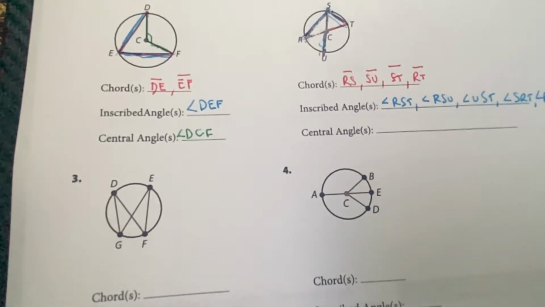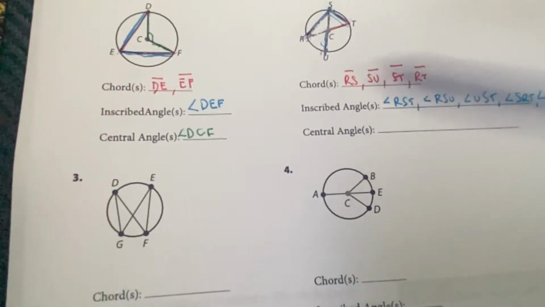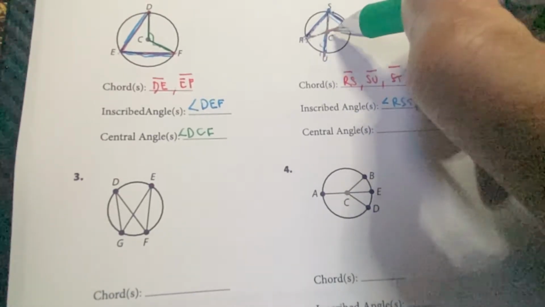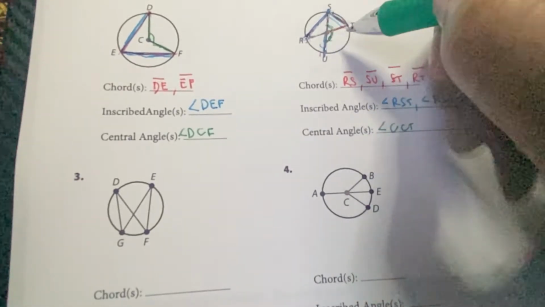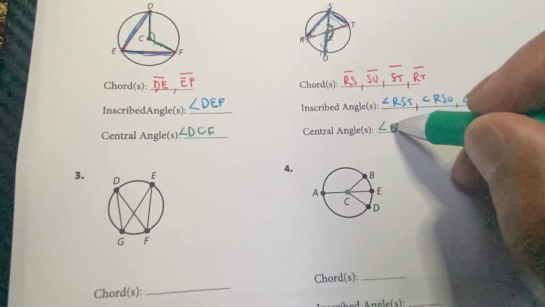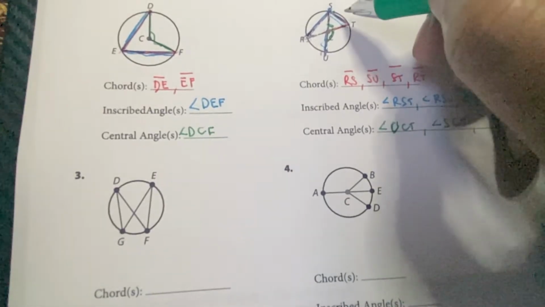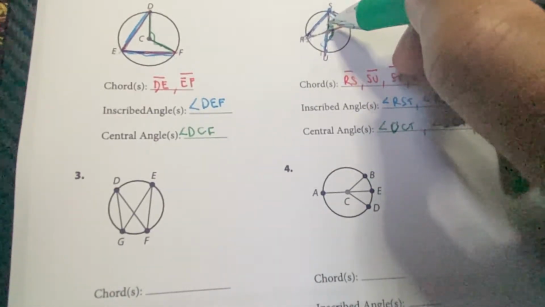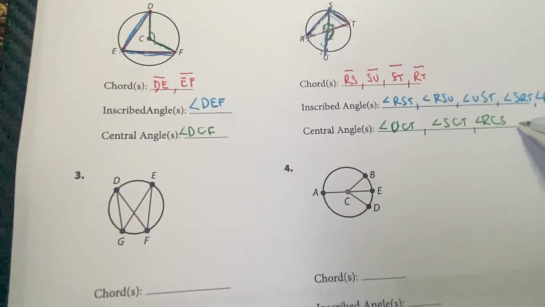All right, central angle. Remember the key feature is that it's less than 180 and the vertex lies in the center. I can see 4 right now, right? We have 4 because we didn't use green yet. So we have UCT. We have SCT. Let me draw it better. And we have RCS, and we have RCU.